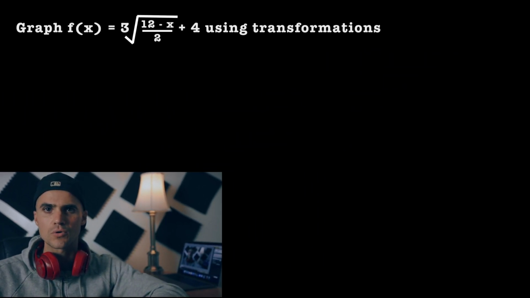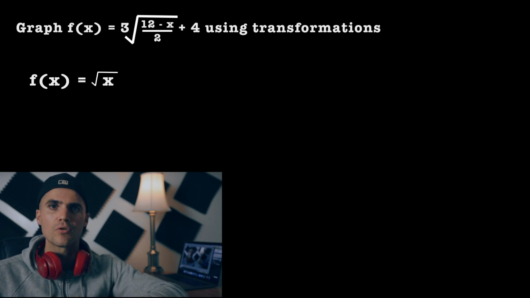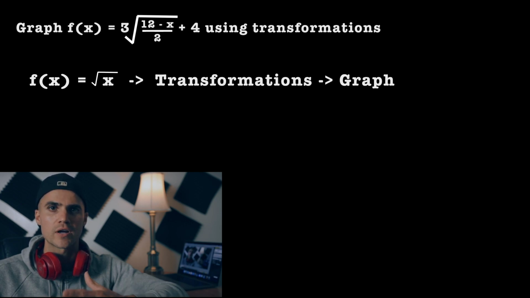In this video what we're going to do is graph the function f of x equals 3 times the square root of (12 minus x) over 2, plus 4. So first thing to notice in this particular example, the parent function we're dealing with is f of x equals the square root of x. So we're going to be transforming it and then graphing it.